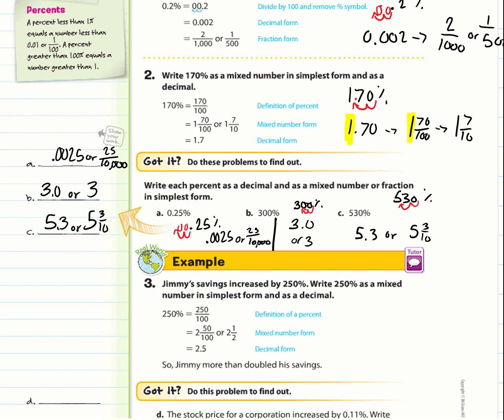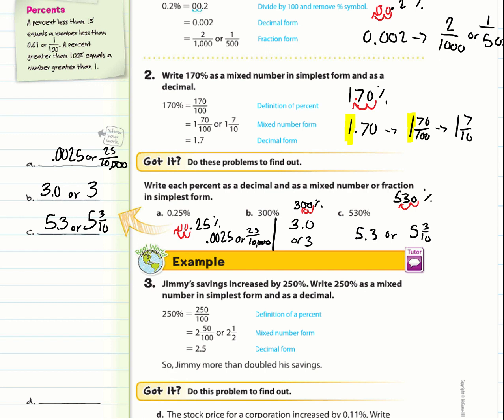Okay, so in A, B, and C, for 25 hundredths of a percent, I move the decimal place twice to the left, and that gives me 25 10,000ths, or 25 over 10,000. For B, 300%, I move the decimal place twice to the left, so my decimal is 3.0, or you can just put 3 as a fraction or decimal, it's going to be the same answer. For C, I have 530%, and I move the decimal place twice to the left, so I get 5 3/10 as a decimal, or I put 5 3/10 as a fraction.